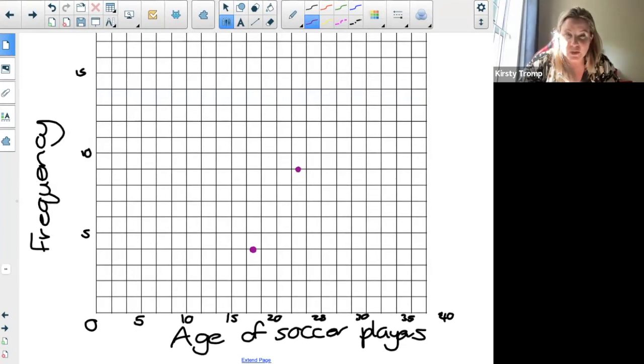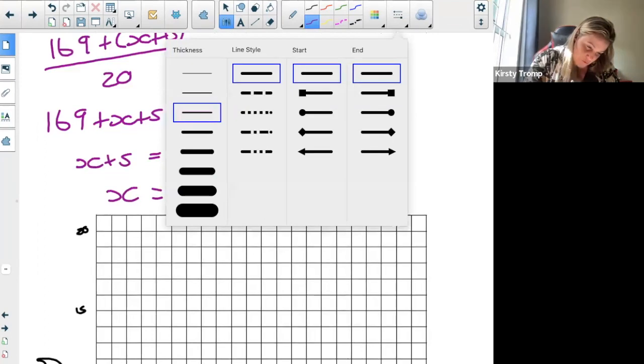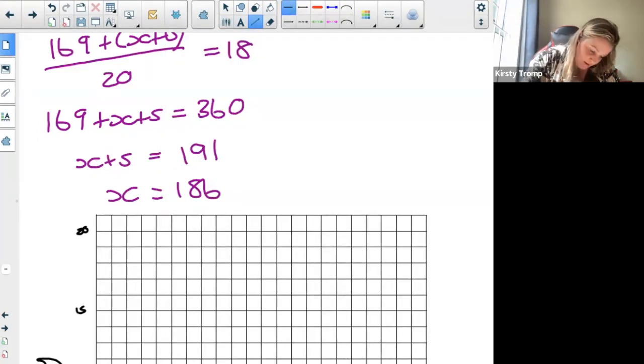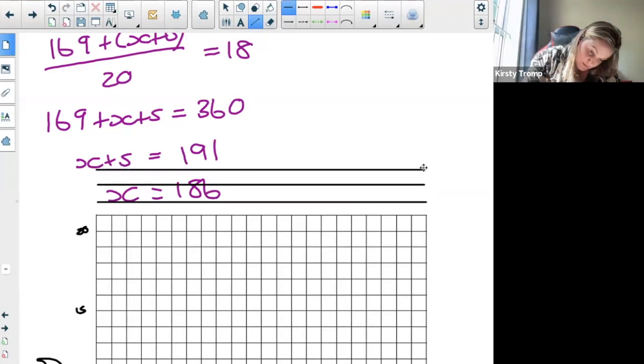My next point was 27,5 is to 24. So 27,5, and we need a 24 on our graph. I'm going to give us a few more lines here quickly. I'm going to draw them in for us so that we can carry on. So this is 21, 22, 23, 24.